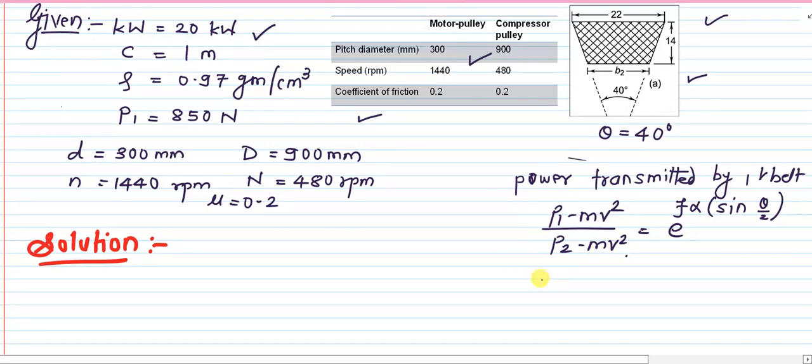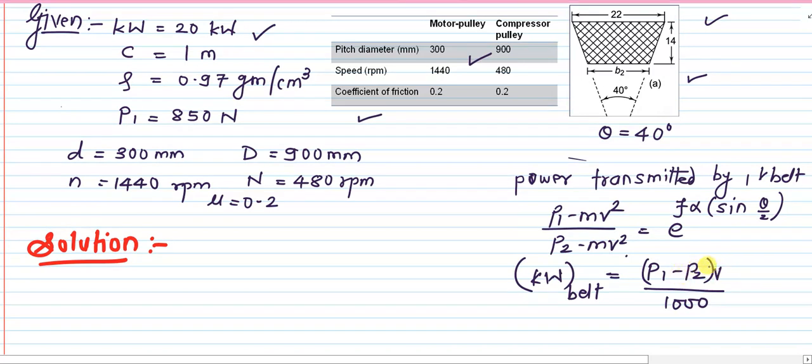Why? Because once we know P1 and P2 both, as well as the linear velocity of the belt, the amount of power, the amount of kW that can be transferred by one V belt, can be calculated with the help of the equation (P1 minus P2) into the velocity of transmission divided by 1000 to convert watt into kilowatt. So once we have that, let us say this answer comes out to be 8 kilowatt, which means we will need more than one belt because the total power to be transmitted is 20 kilowatt. So this will be our approach of solution. We will go towards determination of P1 and P2.